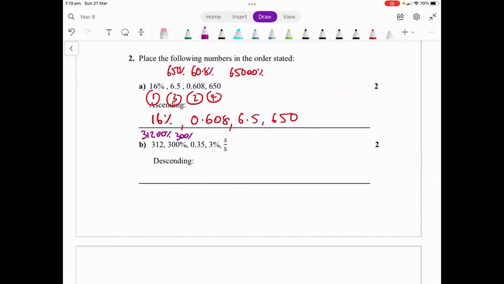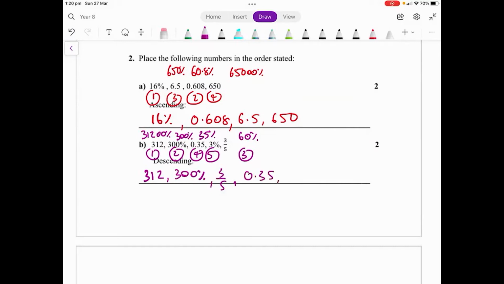We do our conversions first. That gives us 31,200%, 300%, 35%, 3%, and 60%. Then you put them in order. This is descending, so we start with the largest and work our way to the smallest. But when we're writing our answer, we need to write the original numbers. So make sure that you write those original numbers there.